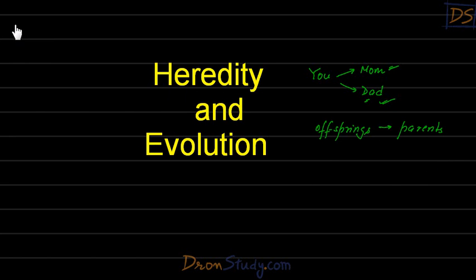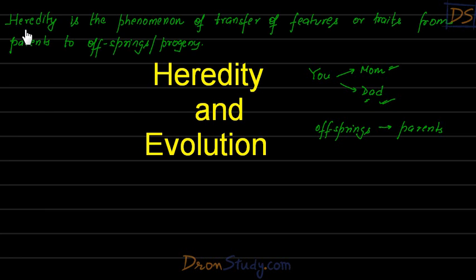So we can define heredity like this. Heredity is the phenomena of transfer of features or traits from parents to offsprings or progeny. Progeny also means children. So I hope students you have understood briefly what is the meaning of this word heredity. We'll see about this in great detail in this chapter.